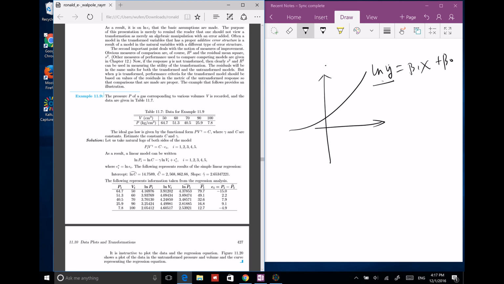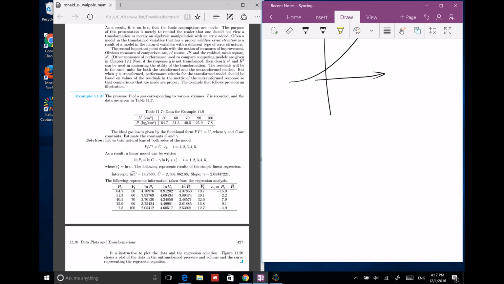You can look at example 11.9. The pressure P of a gas corresponding to various volumes V is recorded, and the data is given in table 11.7. You graph the picture. I can't graph the picture here, but if you graph it, I think it's decreasing very sharply. It starts from 64, 50, 40, and it goes down like this. So definitely it's not a linear function. It's like an exponential decrease.